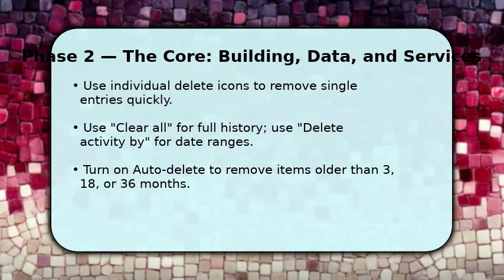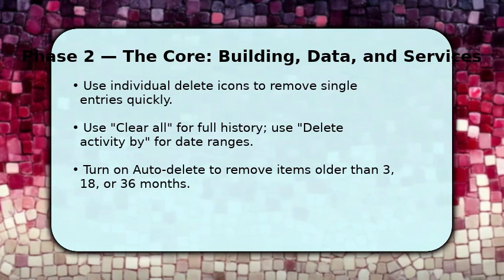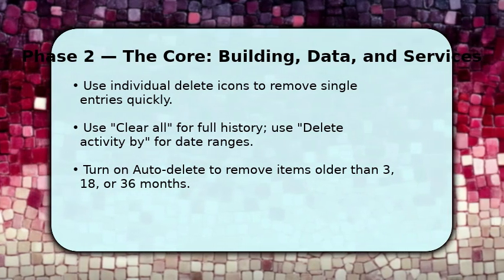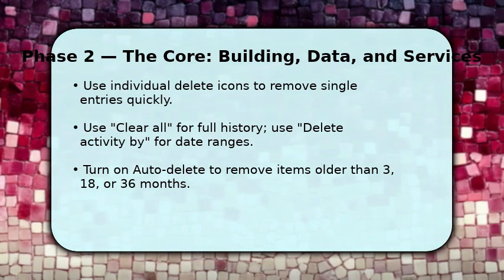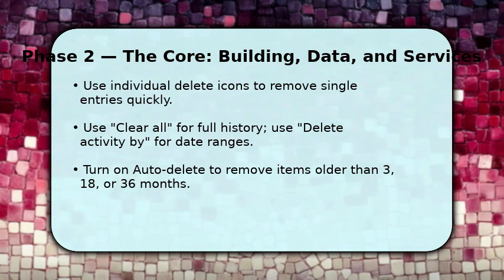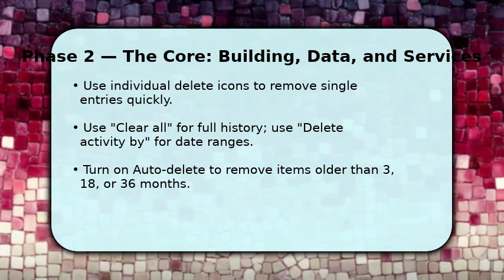Next, choose How to Delete. You can remove single videos by clicking the X or three-dot menu next to each entry. This is precise and reversible only by rewatching. Once done with individuals, use Clear All History to wipe everything immediately.